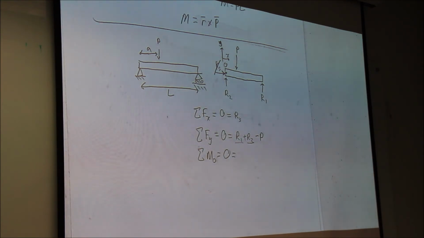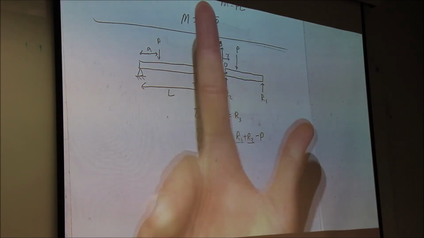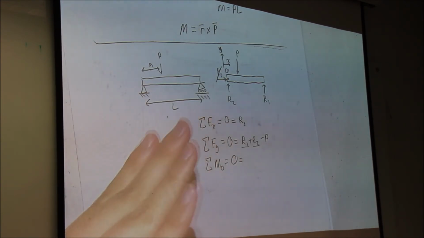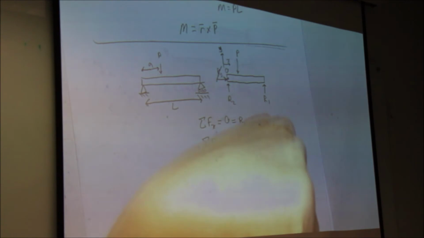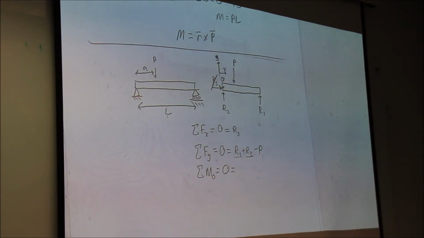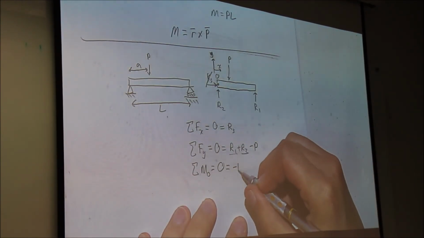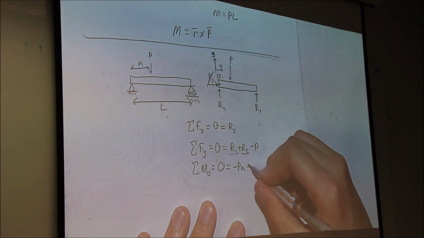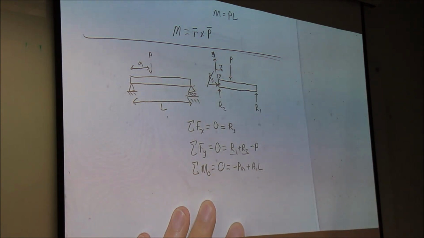All right, cool. Let's just double check. Yep, we check the right hand rule. We know Z is going to be coming out of the board positive. So if we look at A across and then P is going down, that's going into the board, that means it's negative. So minus PA. What's the other one? Plus R1L. Very good. Plus R1L. Cool.